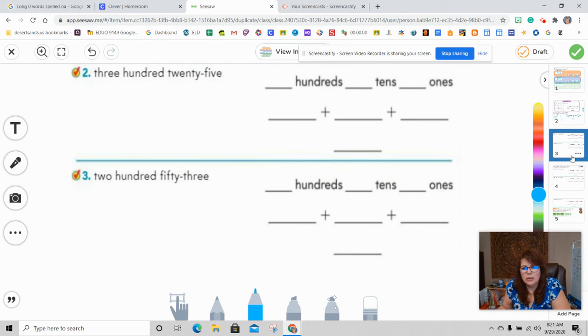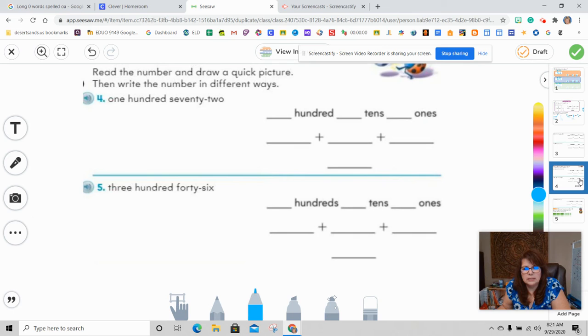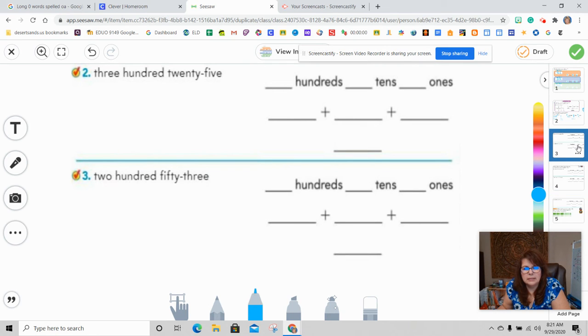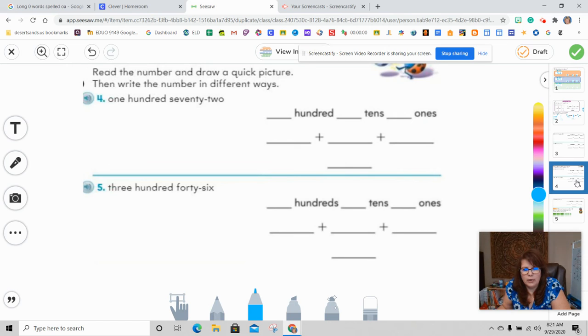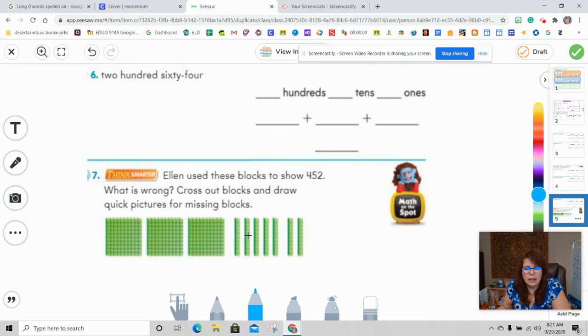So the next numbers, 2 and 3, you'll do by yourself. 4 and 5 you will do by yourself as well. And I'm going to work on number 6, and you'll work on number 6 also. So I'm going to work on this word problem with you guys.